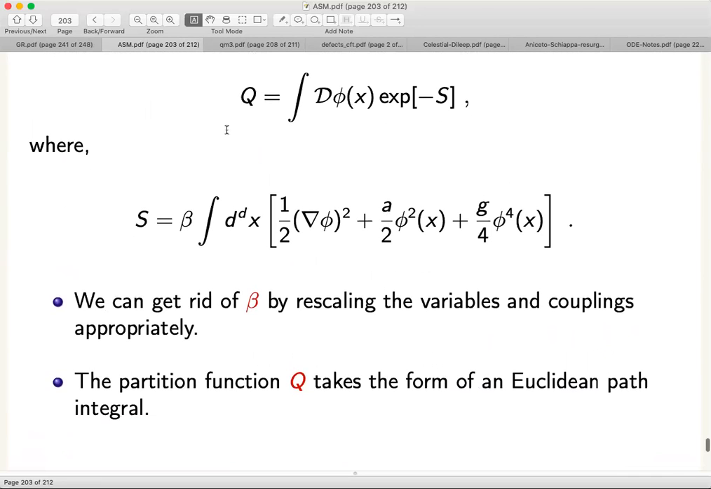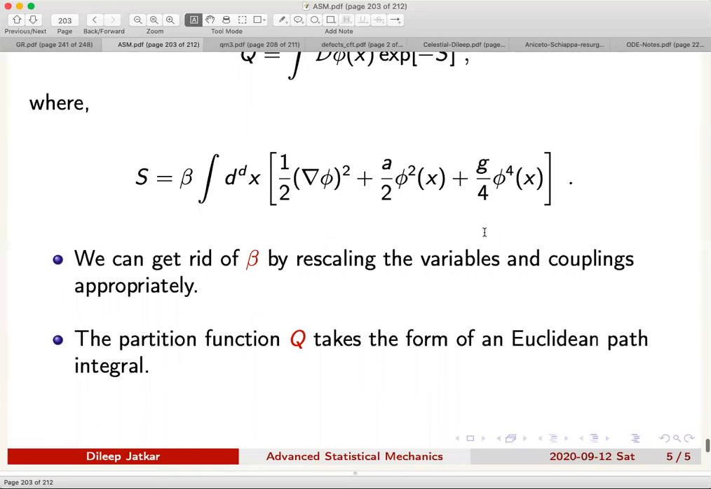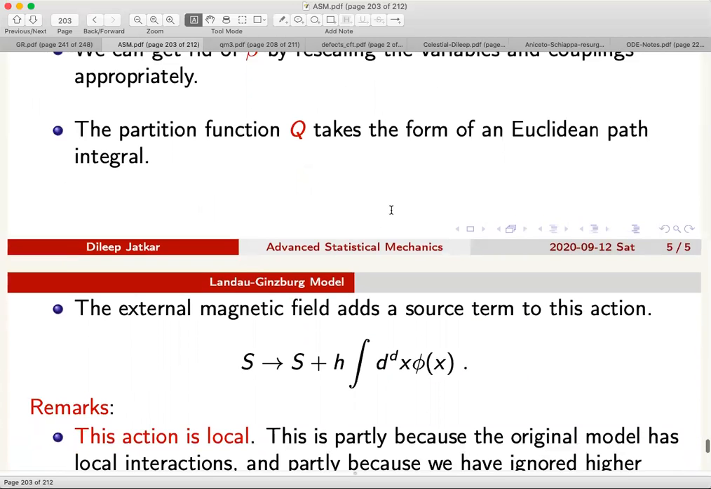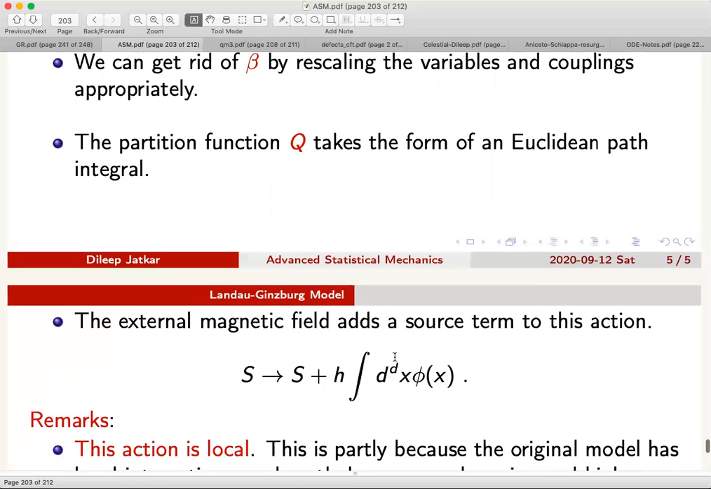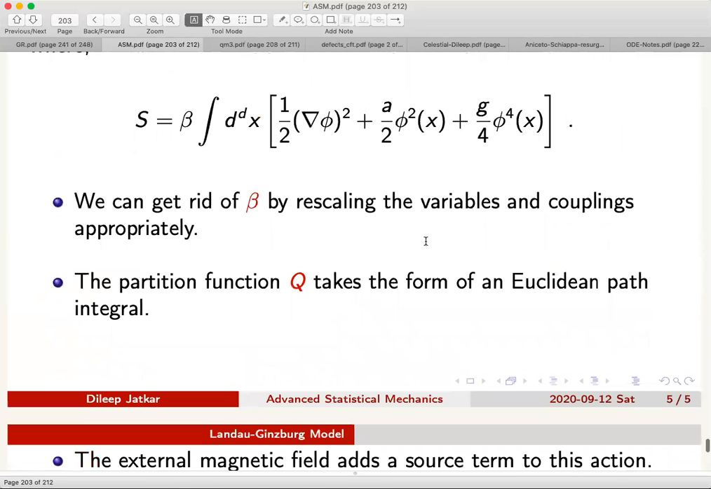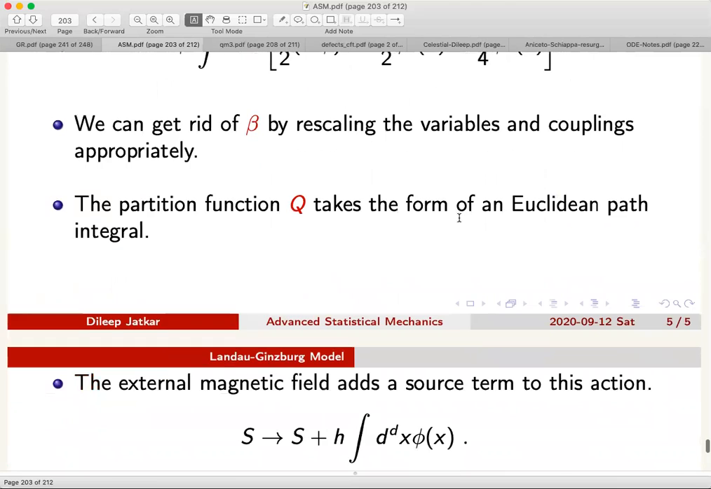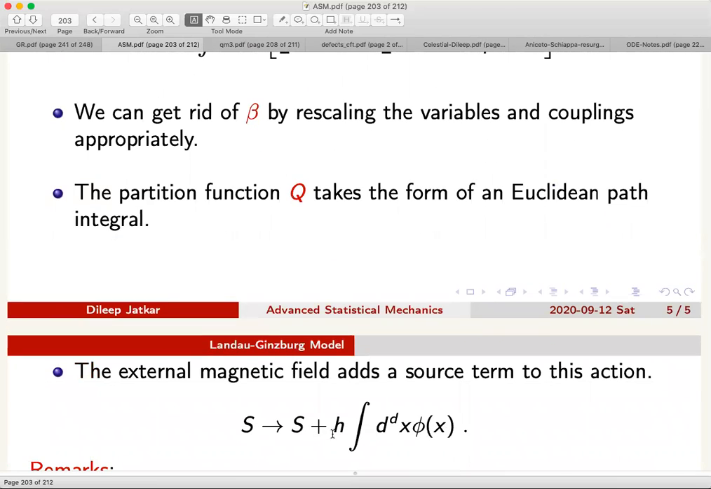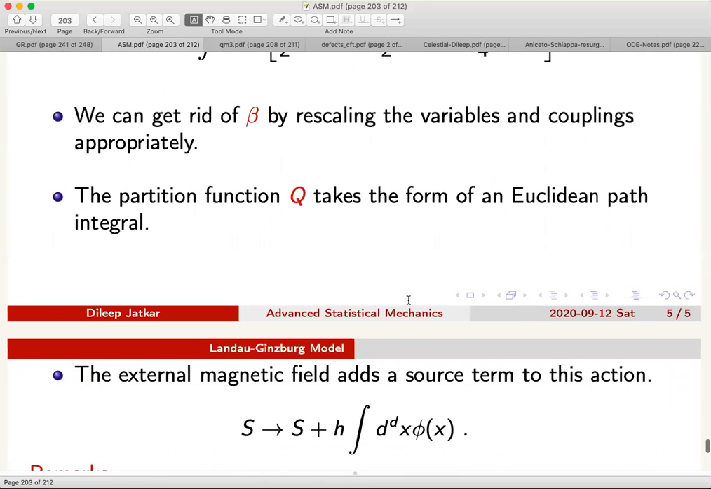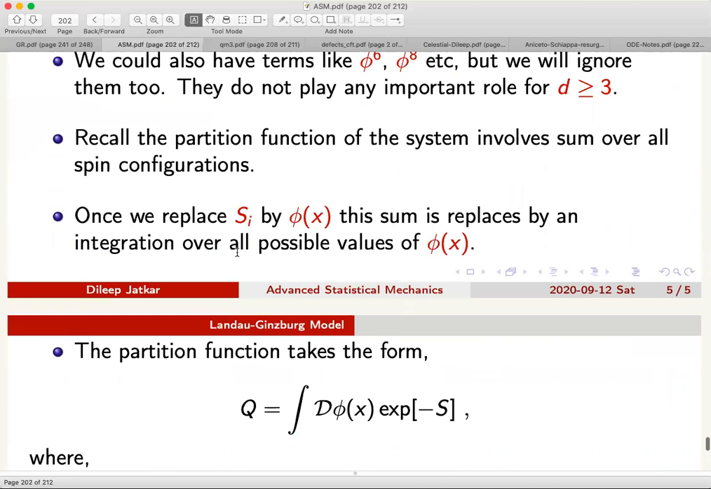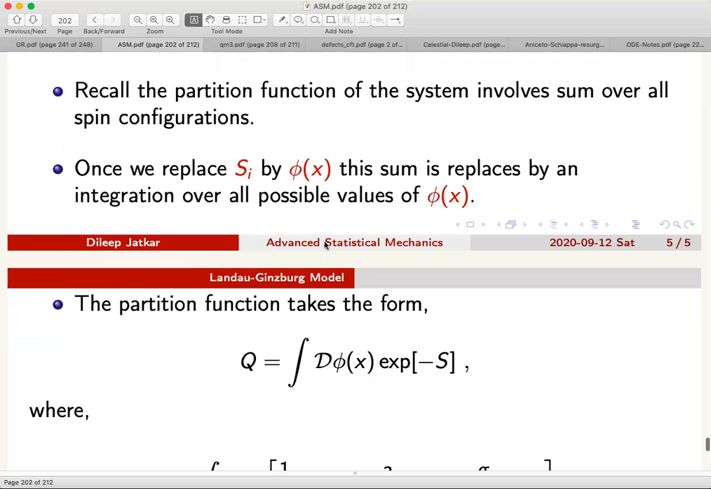But before we do that, let's try to understand the features of this partition function, with this action functional, if I may say so. The first thing you can do is introduce the external magnetic field term, and that external magnetic field term would add a term linear in phi. It is a term like this, because H coupled to sum over i of S_i is the same as the integral over space of H times phi, because that is the replacement proposed by Landau and Ginzburg.